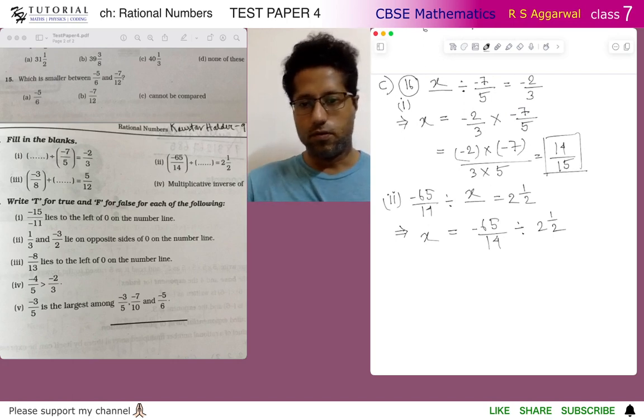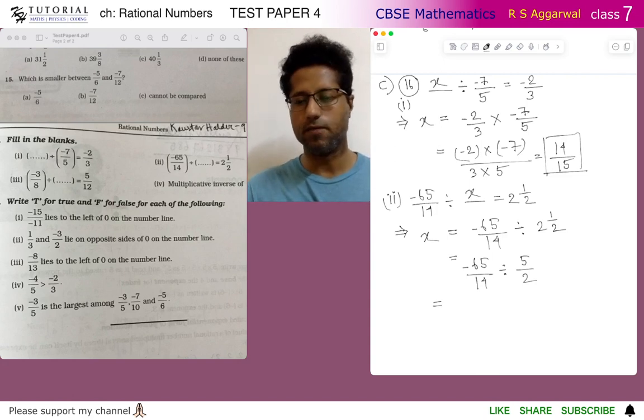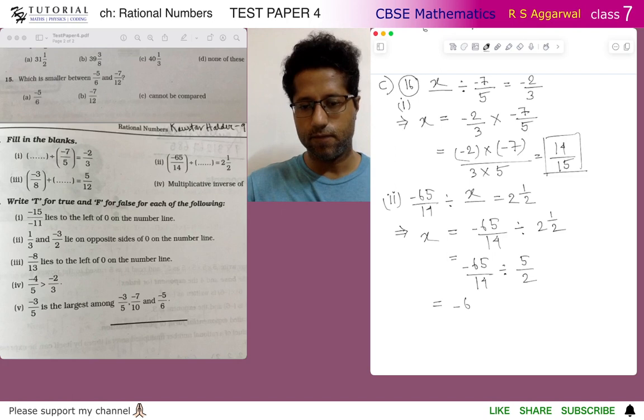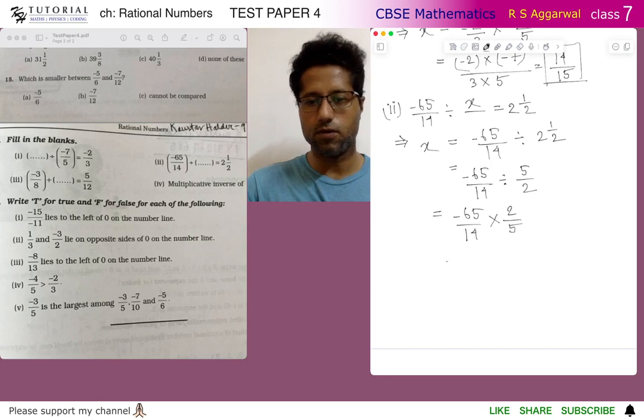Okay. So we first convert the mixed fraction to an improper fraction. This is minus 65 by 14 divided by 5 by 2. And we know that dividing by a rational number is equivalent to multiplying with its reciprocal. So we have minus 65 by 14 multiplied by the reciprocal of 5 by 2, which is 2 by 5. So now we have multiplication of two rational numbers, which is equal to the product of the numerators divided by the product of the denominators.